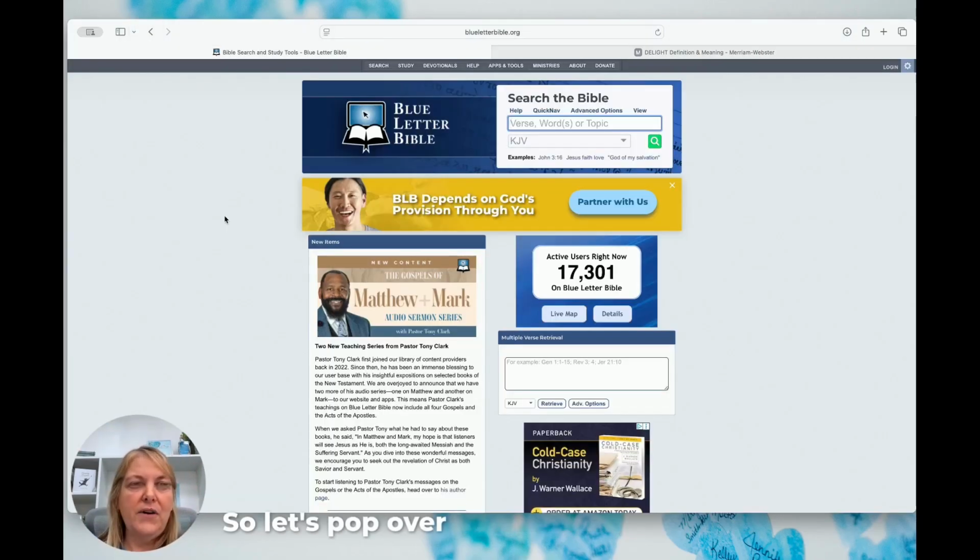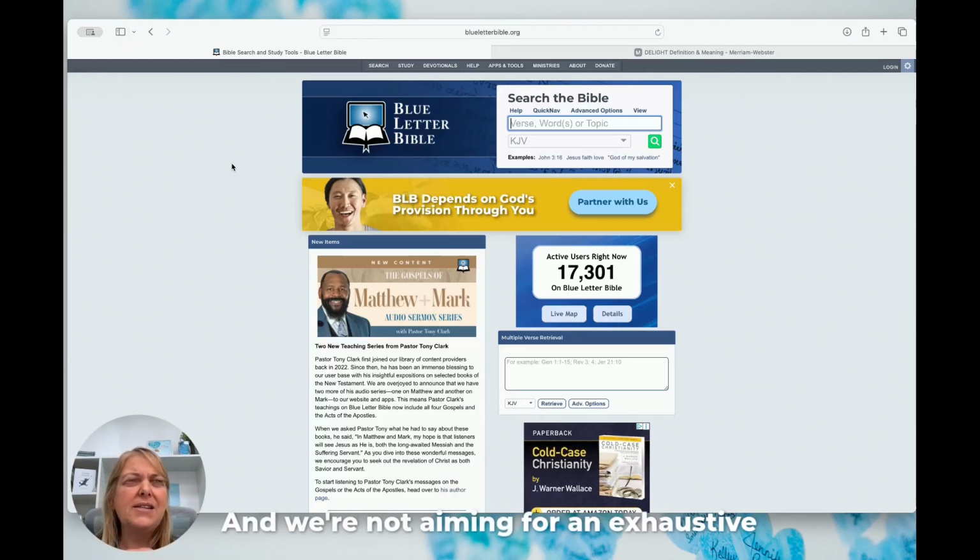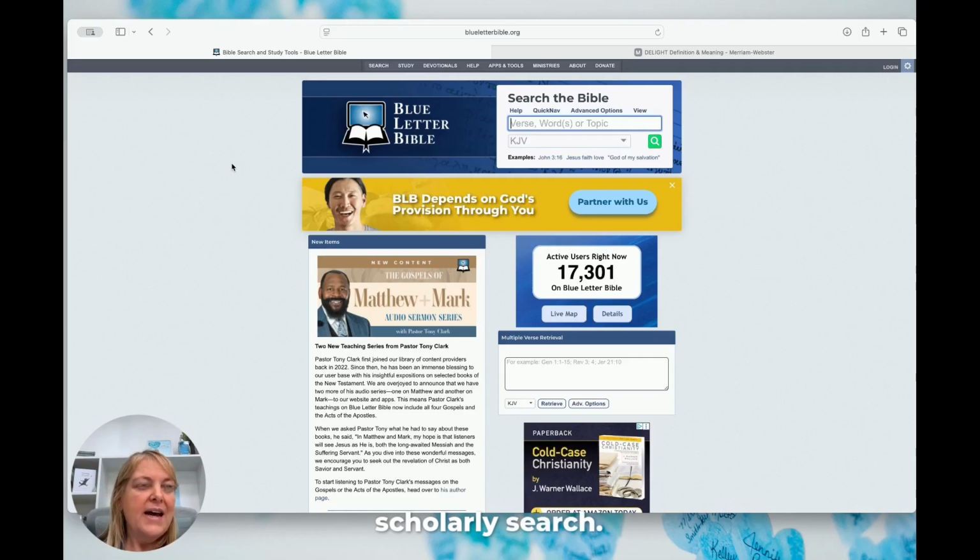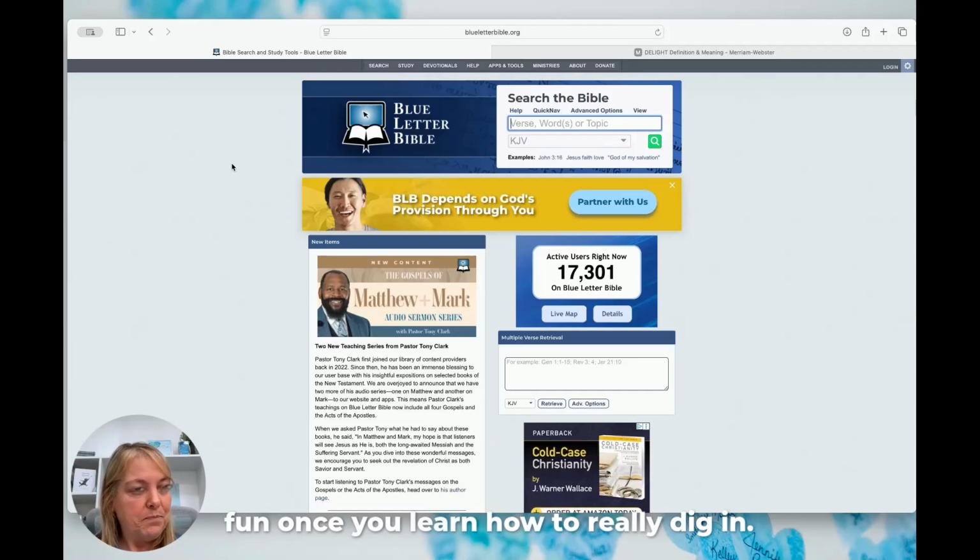So let's pop over to Blue Letter Bible so we can get a look at the word in a biblical context. And we're not aiming for an exhaustive scholarly search. Instead, we're just approaching this with the heart of a treasure hunter. So lots of curiosity and just aiming to have fun, because it really is a lot of fun once you learn how to really dig in.